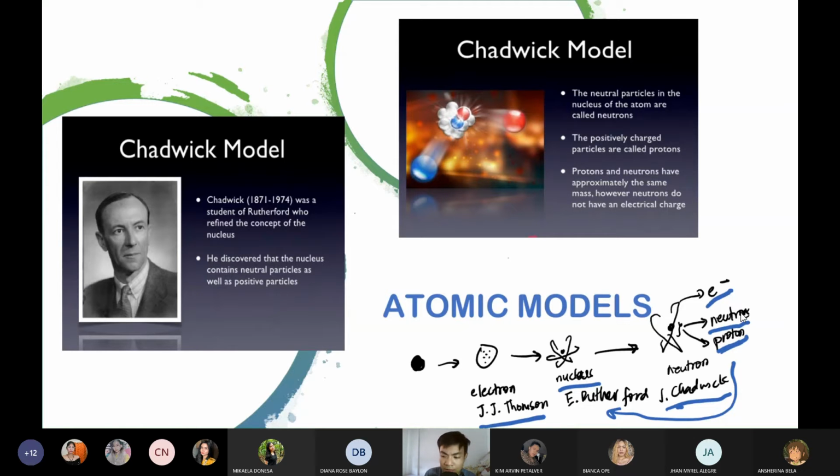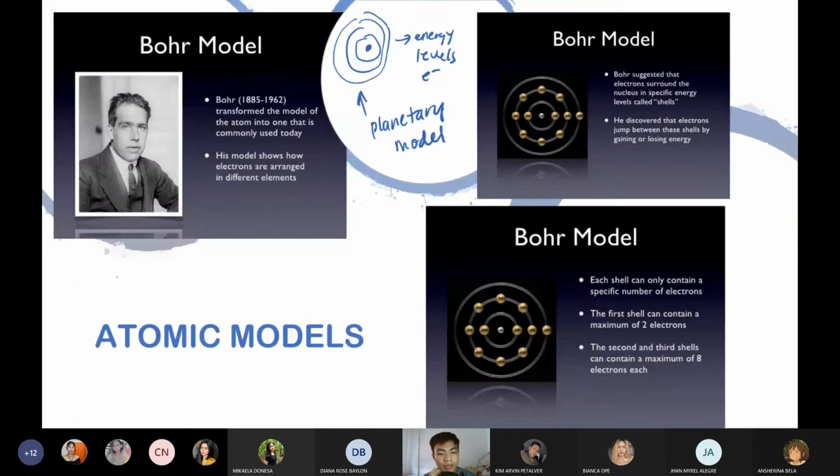So, ano lang nagbago? Meron lang neutron, and then yung nucleus pinalitan ng proton. So, tatlo na yung subatomic particles natin. We have proton, which was discovered by Rutherford, the neutrons, which was discovered by Chadwick, and then the electrons, which was discovered by J.J. Thomson. And then later on, sabi ni Niels Bohr, okay, that our electrons do not just orbit randomly.